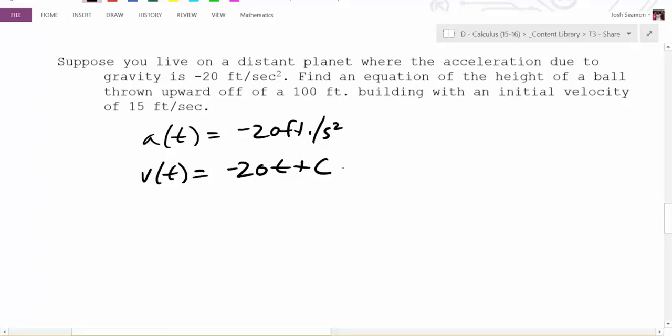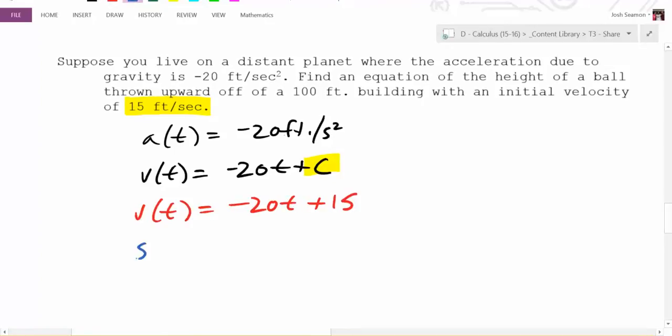But you know the initial velocity is what? What's the initial velocity? Is it 100, right? Oh, that's not the initial velocity. What's the initial velocity? 15. So this 15 actually ends up going right there. So what do you end up with? V of t is equal to negative 20t plus 15.